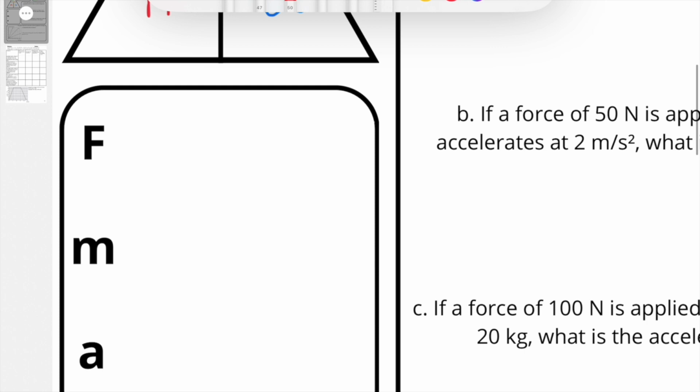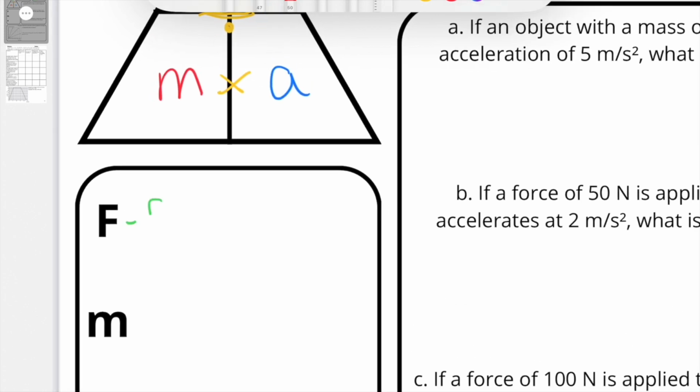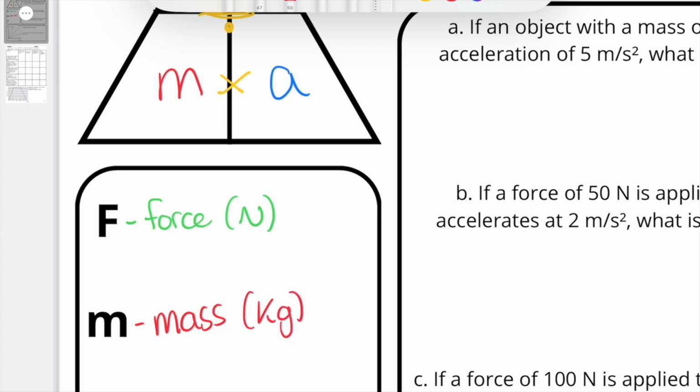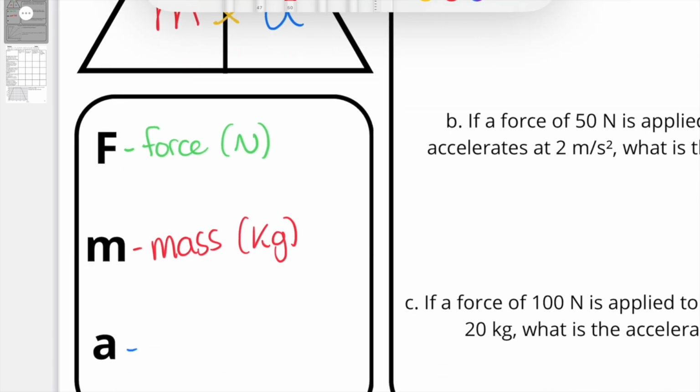Now, just going down here, force is given the symbol F, and we measure this in newtons. We've got m, which is mass, measured in kilograms, and finally acceleration, measured in meters per second squared. Now in an exam, they might give you those in slightly different units, so please just be a little bit careful with that.